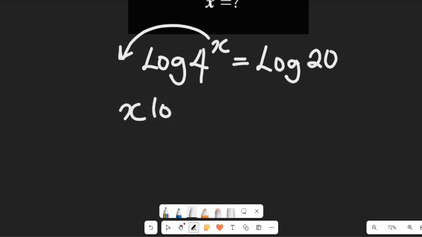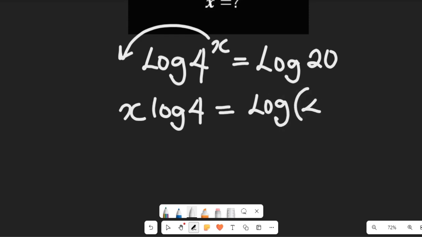of log of 4. This will be equal to the log of 20, and I will expand this to become 4 multiplied by 5, because 4 multiplied by 5 is 20. So if I expand that, I'll simply want to do one common thing. And what is that common thing? I'll have to divide both sides by log of 4 so that I can simply have one expression for the logarithm.